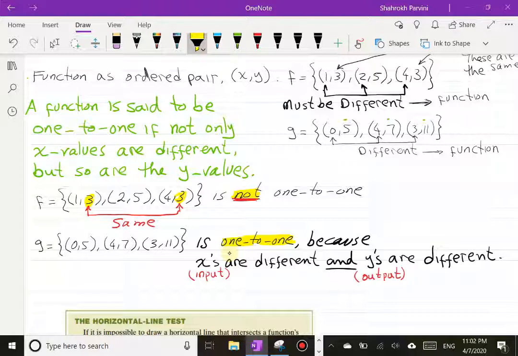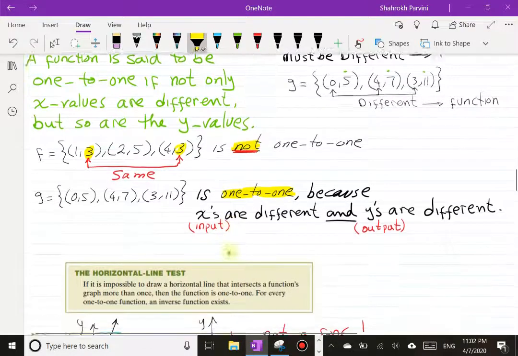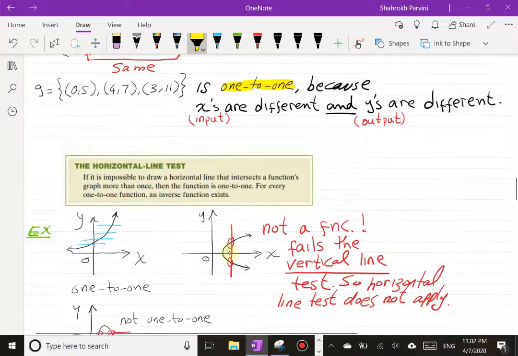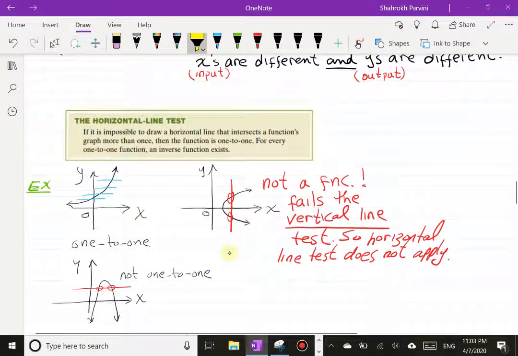Okay. Now, if we have the graph of a function, we can determine whether the graph represents a function that is one-to-one or not, or just the graph of any equation. In the book they call this the horizontal line test. So the idea of the horizontal line test is this. Suppose I have a function, which I have here.